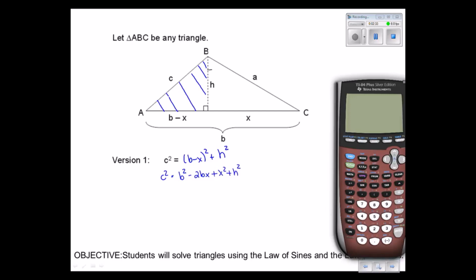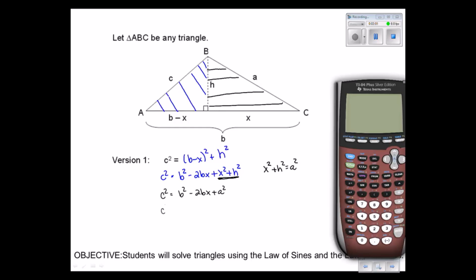If you look at the other right triangle, what do we know about x squared plus h squared? Well, looking at the triangle on the right-hand side of that altitude, x squared plus h squared is equal to a squared, so I'm going to make that substitution. So c squared equals b squared minus 2bx plus a squared.